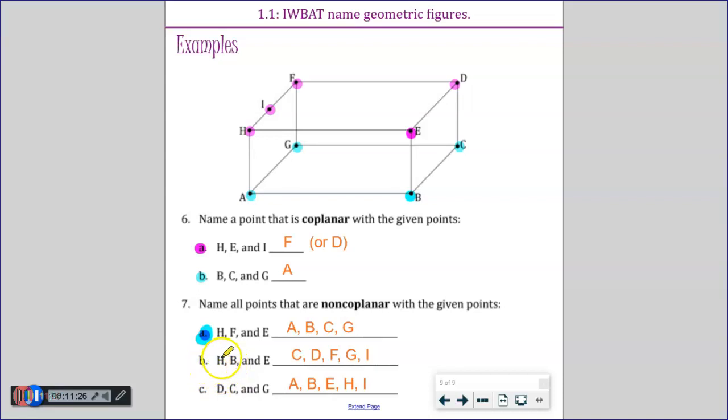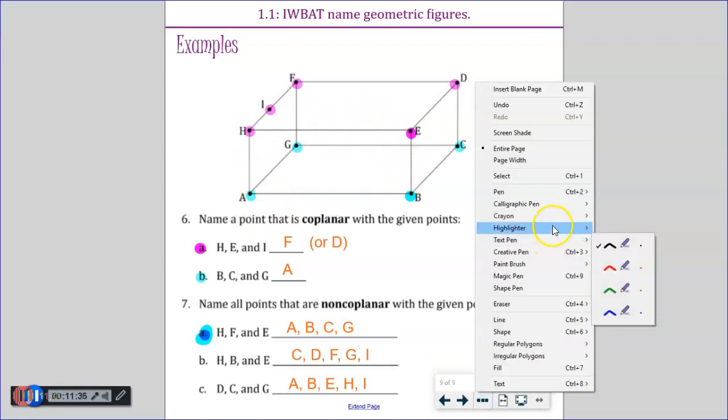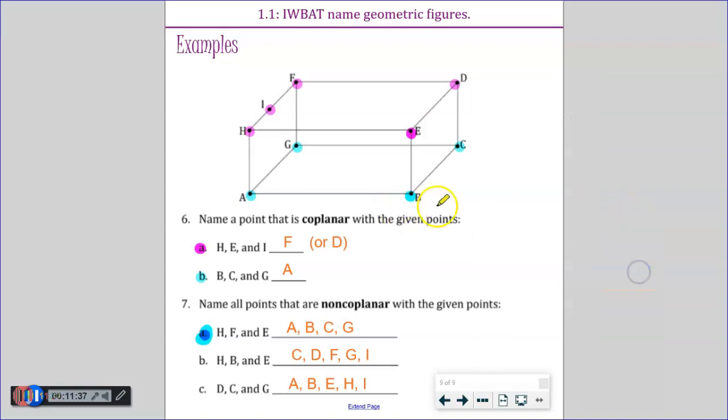Next, for 7b, we're looking at H, B, and E. We'll notice that H, B, and E are at the front of the box. So if I want the ones that are not coplanar with them, I want all the ones that are at the back of the box, which includes C, D, F, G, as well as this point in the middle here, I, which is not coplanar with either the front or the back of the box.